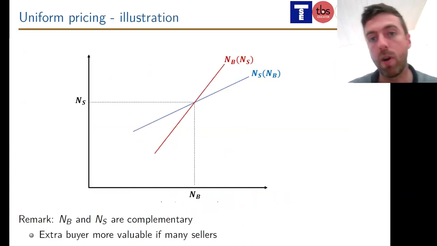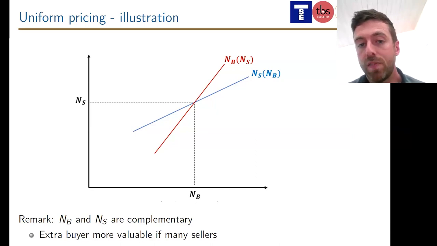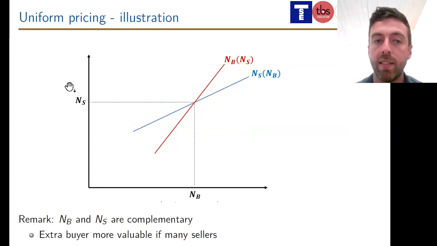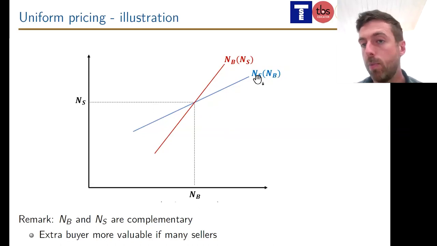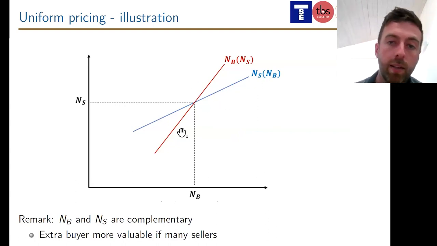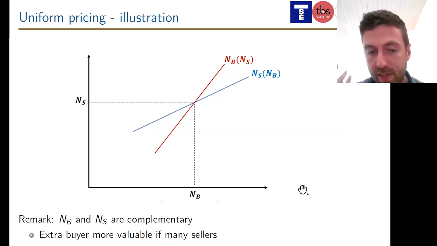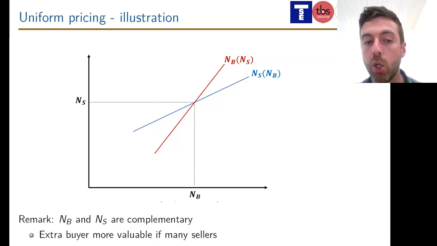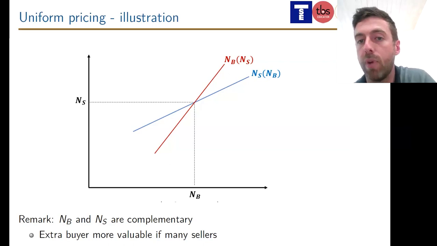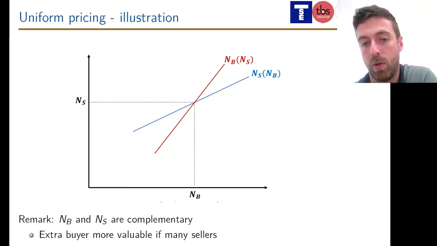Okay, so graphically, we have two increasing curves. On the x-axis, I have the number of buyers. On the y-axis, I have the number of sellers. Here I plot, as a function of the number of buyers, how many sellers the platform wants to attract. This is the blue line. And here is how many buyers you want to attract as a function of the number of sellers on the platform. A remark that's going to play a role is that both of these curves have to be increasing, right? So the number of buyers and the number of sellers are complementary. The intuition is fairly straightforward. An extra buyer is more valuable if you have many sellers on the platform, because then you can increase the price and it's multiplied by a larger number.